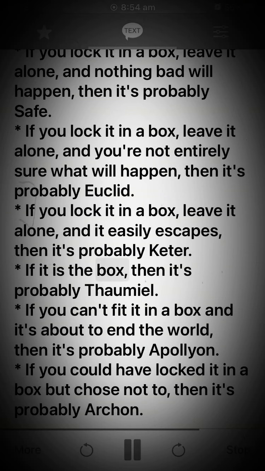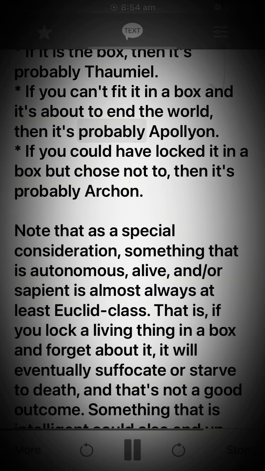If it is the box, then it's probably Thaumiel. If you can't fit it in a box and it's about to end the world, then it's probably Apollyon. If you could have locked it in a box but chose not to, then it's probably Archon. Note that as a special consideration, something that is autonomous, alive, and/or sapient is almost always at least Euclid class.